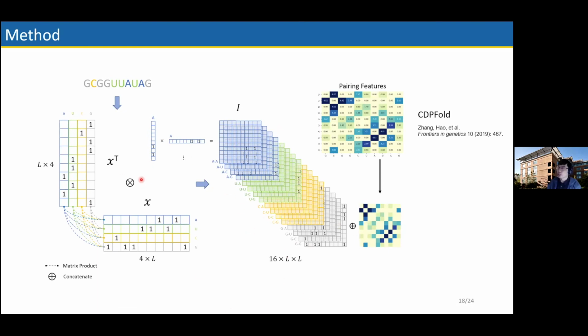And then after this product, for sequences with length L, we have a 16 by L by L tensor representing the original sequence. And we add an additional feature map which represents how likely each base pair interacts with other base pairs, as a pairing probability matrix, and this is directly adapted from the CDPfold method.